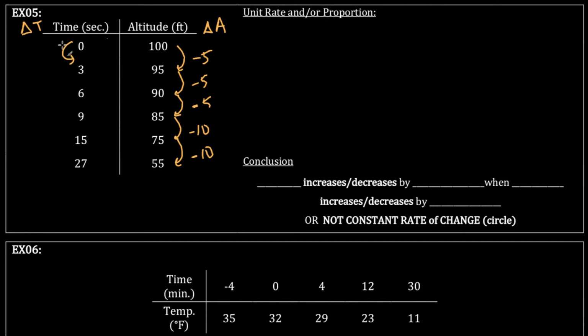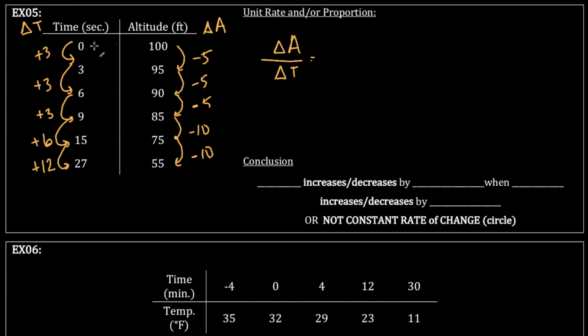So the altitude decreases by 5 when the time increases by 3 seconds. Increases by 3 seconds. Increases by 6 seconds. And increases by 12 seconds. So we have a change in altitude over the change in time. So a negative over a positive. A negative divided by a positive is a negative. Negative 5 over 3.